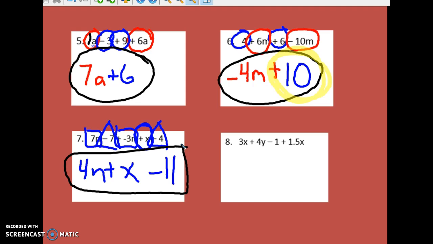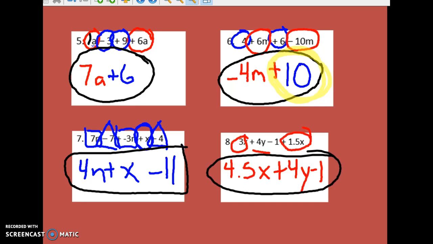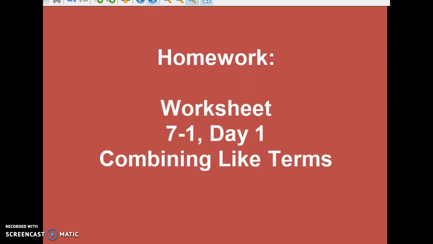All right, problem number 8. Go ahead and try this one again on your own. Go ahead and pause it and then do it on your own. So I've gone ahead and combined anything that had an x variable, which gave me a positive 4.5x. I didn't have anything to combine with the y variable, which gave me 4, so plus 4y, and I had nothing to combine with the minus 1, so minus 1 was my final answer at the end. So 4.5x plus 4y minus 11.